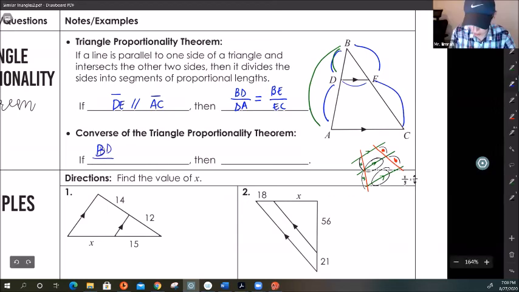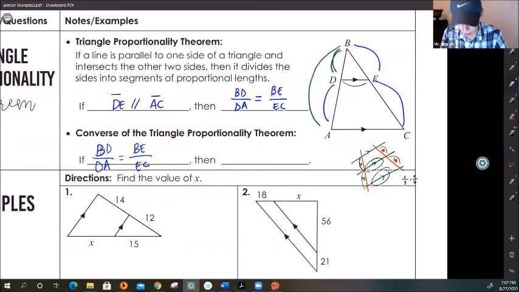Okay, BD to DA. So the other way also works, but the converse is not always true if the original statement is true. They don't have the exact same truth value, but sometimes they do, sometimes they don't. Not necessarily is one related to the other. Okay, so EC, if this is given to you, then you can also conclude that the lines are parallel. DE is parallel to AC.